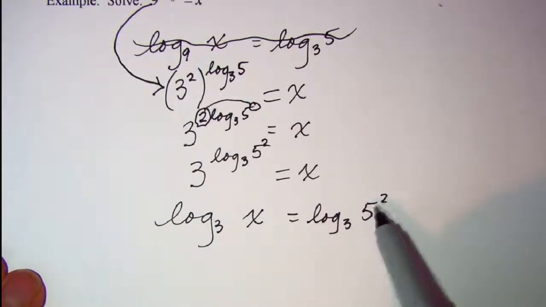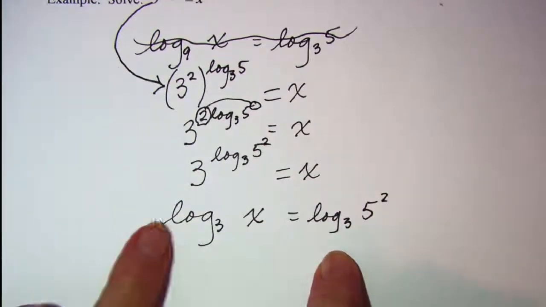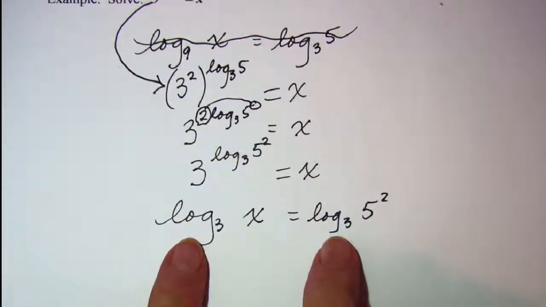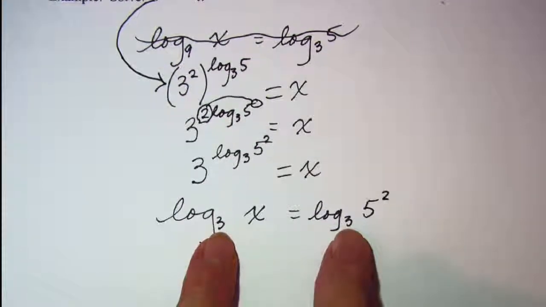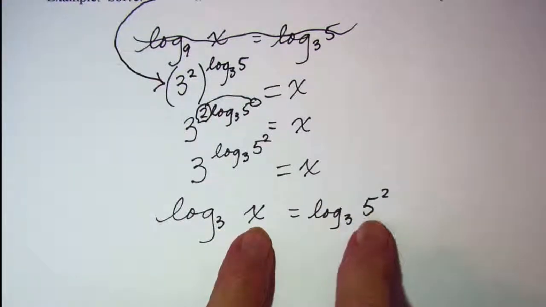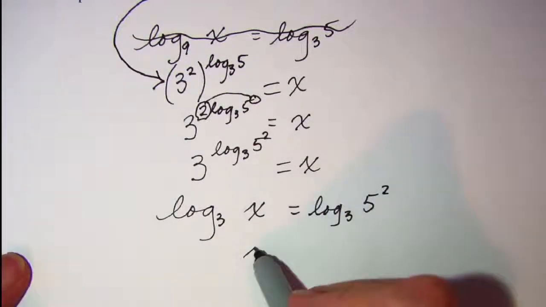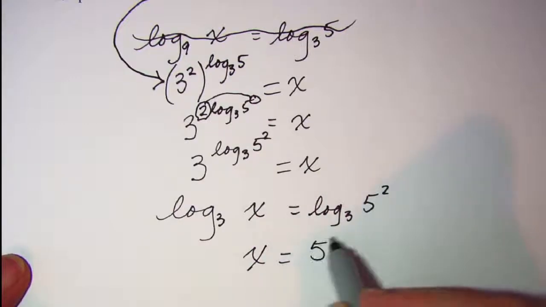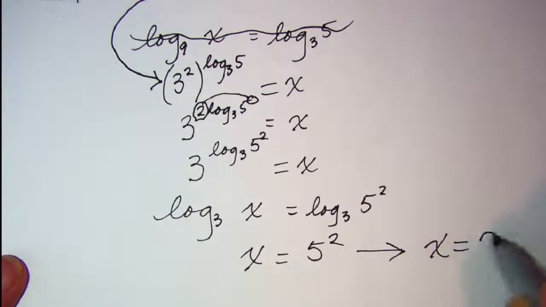I know that 5 squared is 25. You can either do that now or in a little bit. We know that we have logs on both sides, and this time the bases are the same, so we can state that the arguments are equal. So x is equal to 5 squared, which means that x is equal to 25.